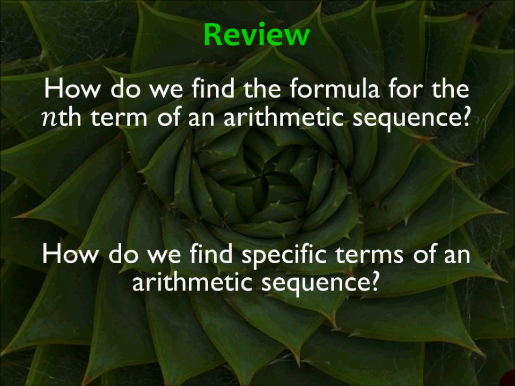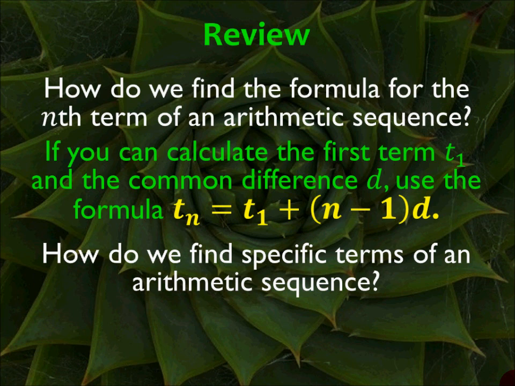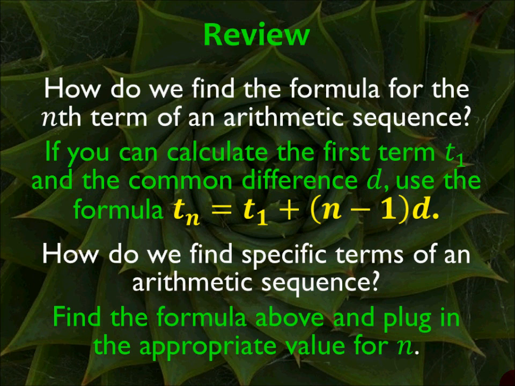Alright, so how do we find the formula for the nth term of an arithmetic sequence? You can calculate it from the first term T1 and the common difference D. You can use this formula: Tn equals T1 plus (n minus 1) times D. How do we find specific terms of an arithmetic sequence? Find the formula above and plug in the appropriate value for n.